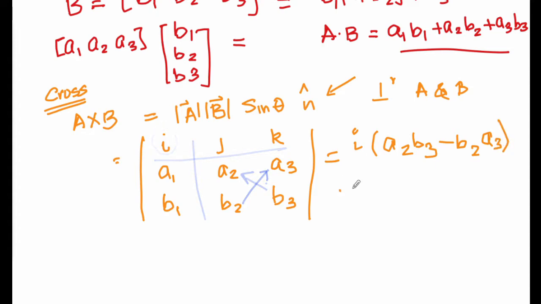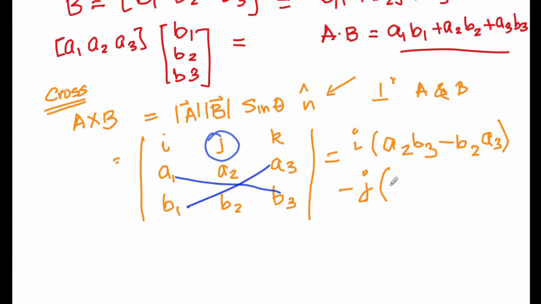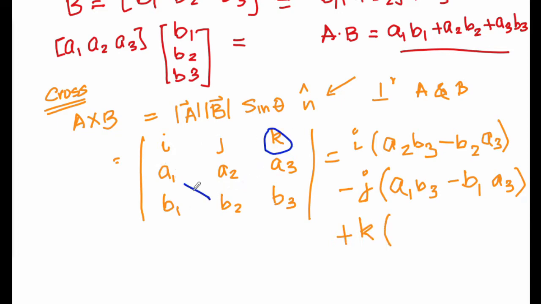And then you have a minus j, you interact these terms. So it's going to be a1 b3 minus b1 a3. And then for the k cap, it is going to be these two entities, a1 b2 minus b1 a2. So what one is able to understand here is that the cross product ends up giving a vector back, right? Unlike the dot product, which ended up giving a scalar.